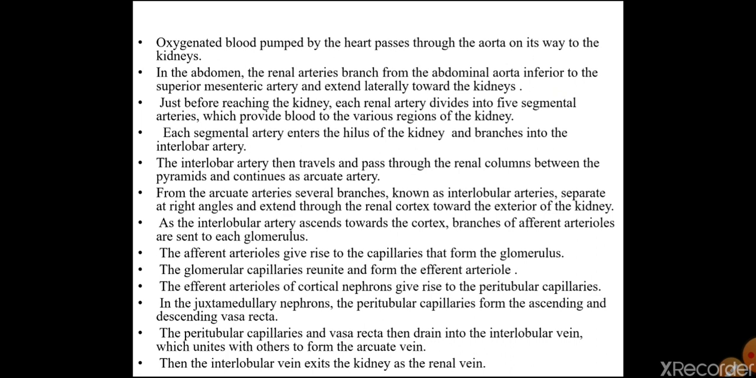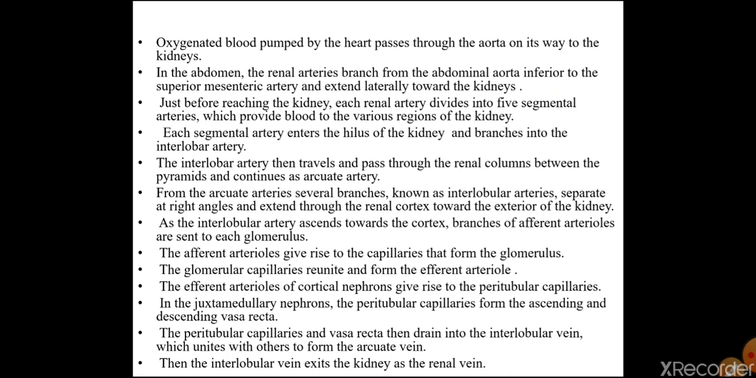Each segmental artery will enter the hilus of the kidney and branch into interlobar arteries. An interlobar artery will pass through the renal columns between the pyramids and will then branch into arcuate arteries. From the arcuate arteries, several branches known as interlobular arteries will separate at right angles and extend to the renal cortex area toward the exterior of the kidney.